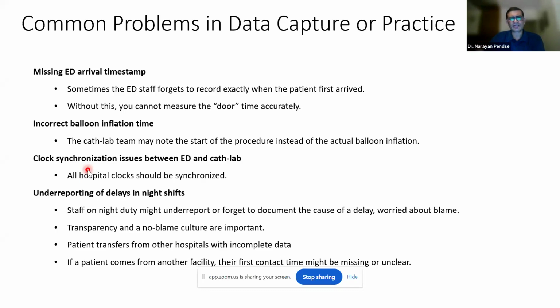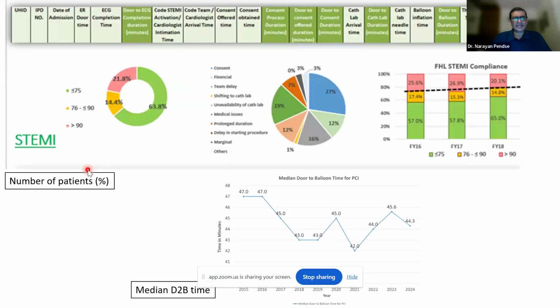Typically, off routine hours, weekend days, etc., there are also misses which happen and cause a lot of delay. You could also create dashboards of these kinds. The one that you see on top is actually from my own hospital, where we measure our time for STEMI cases. Instead of 90, we have internally kept our target as 75 minutes.